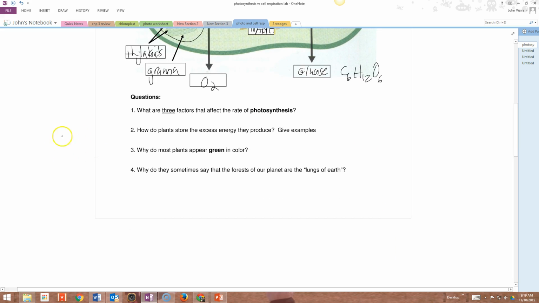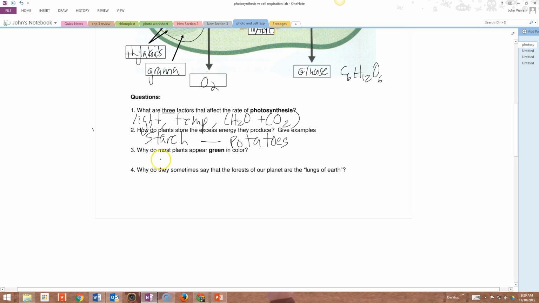Three factors: light, temperature, and then the reactants, which are water and carbon dioxide gas, right? How do plants store excess energy they produce? Starch. Think about potatoes, right? Potatoes. Is it S-T? Yeah. This is a little Dan Quayle moment right there.